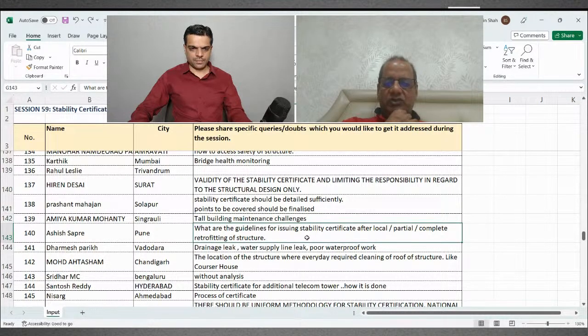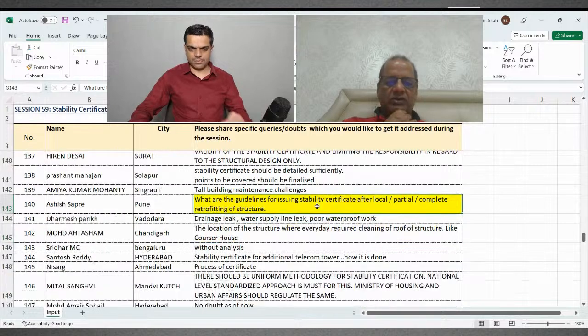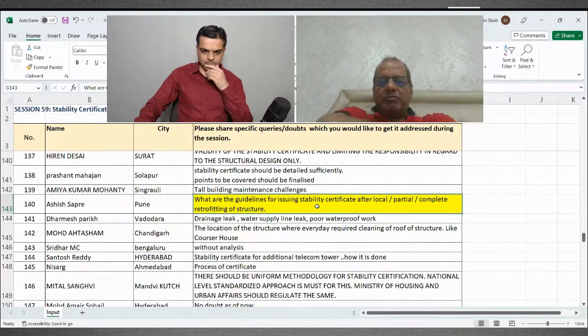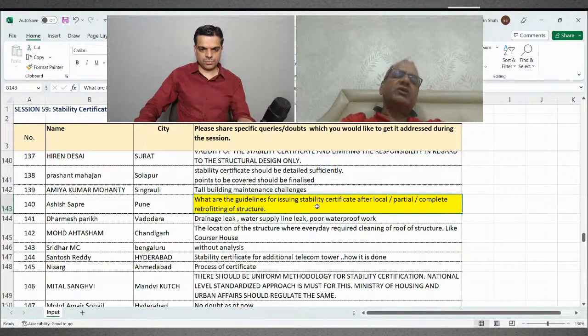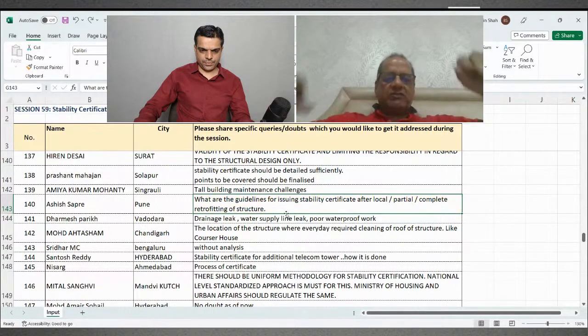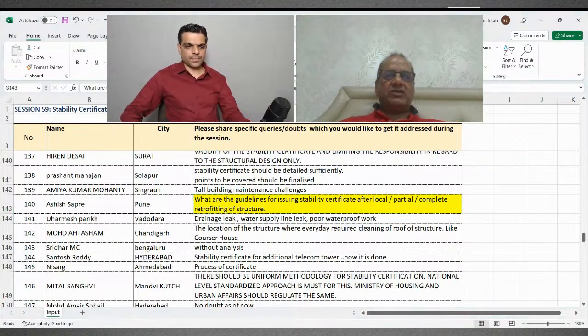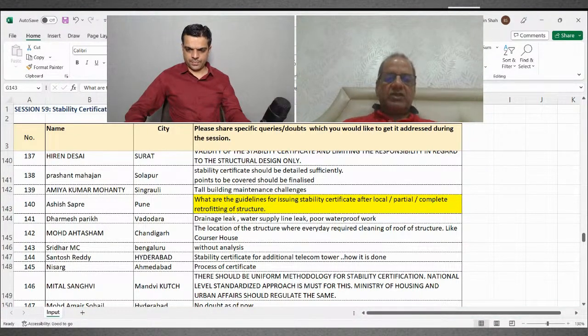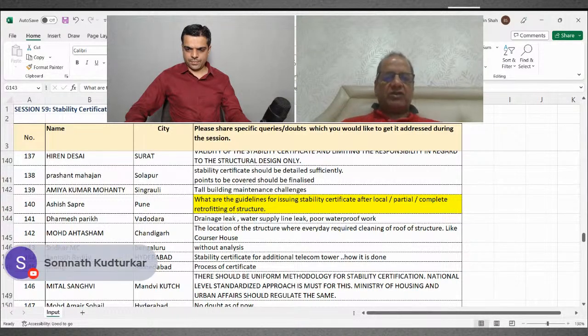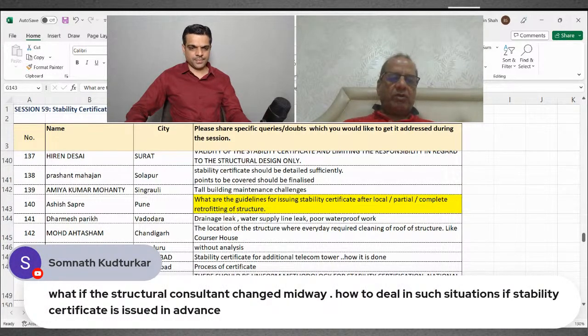What are the guidelines for issuing stability certificate after local partial complete retrofitting? Guideline is simple. Once you are issuing a stability certificate for retrofitted structure, you should very clearly mention what retrofitting, why, those things, and then service life and all that. Even in that service life, we put some rider. If there is no major event like this happens, this building will survive or serve well for the function intended for 15 years, provided number one, no major earthquake, provided no major accident.